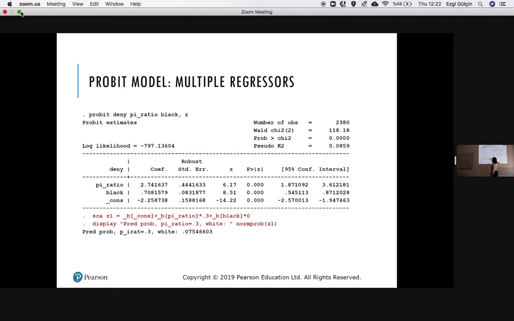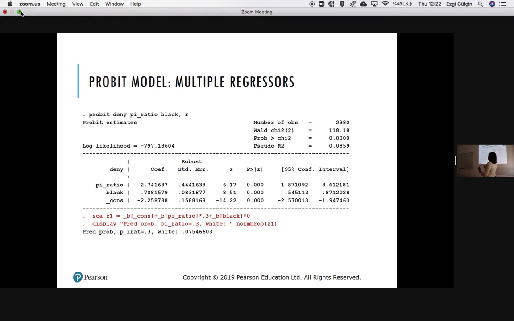So in the case we had before, this would be equal to minus 1.3, so this would be normprob of minus 1.3. Okay, and then we would do the same for x equal to 0.4. The difference is the effect on the predicted probability of being denied when x goes from 0.3 to 0.4.